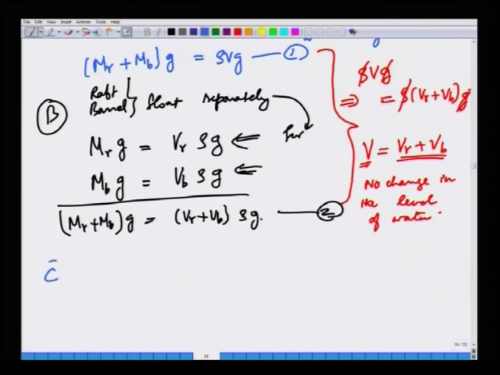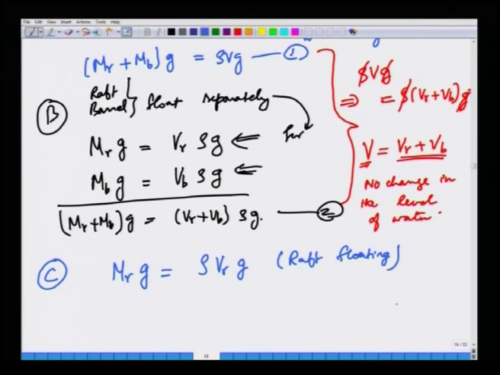Let us go back to case C. Okay. Now, in case C, you should remember that the raft is floating. So, if the raft is floating, then the net weight downwards must be balanced by the buoyancy force acting upwards. Rho is the density of water, but this is the raft floating condition.